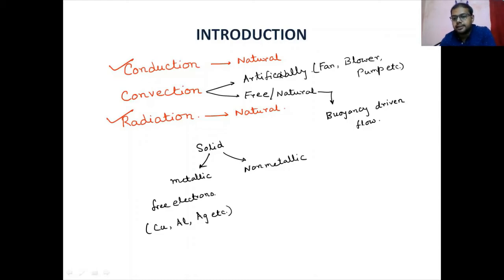All other metals. This kind of metallic solid has free or valence electrons, which are very useful to conduct heat as well as electricity. And for solids, 70% of heat transfer is happening due to the metallic. Nearly 70% of the conduction is occurring due to metals, and the remaining 30% is due to non-metallic.